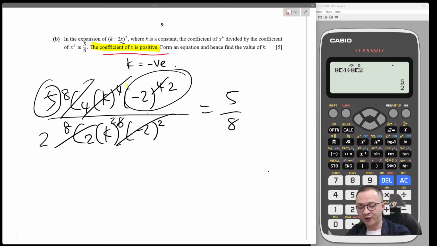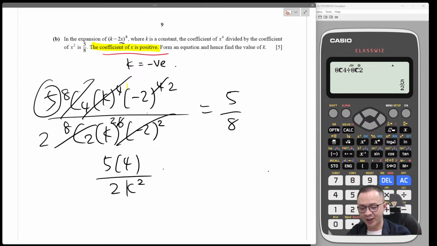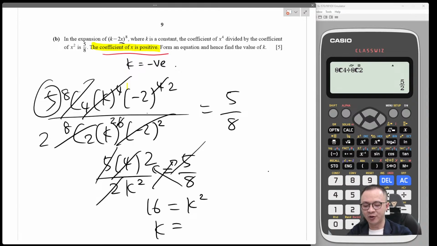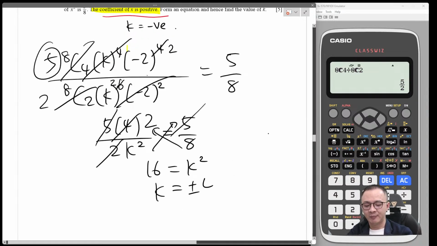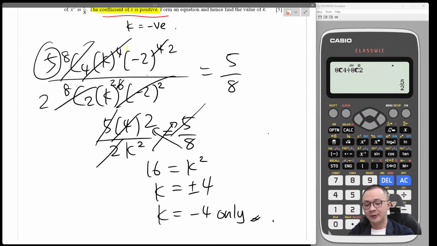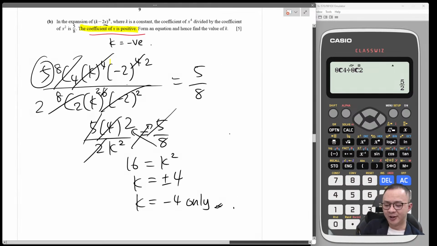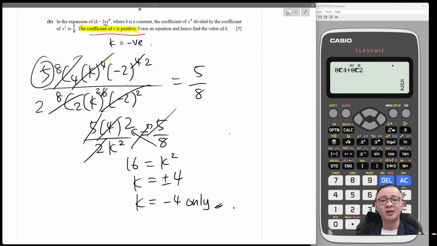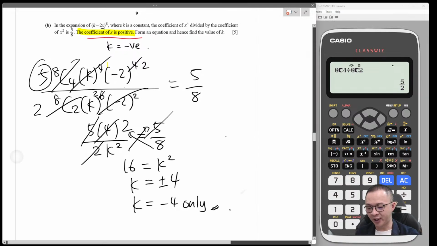Okay, so 5 multiply 4 is, okay, never mind. So here is 5 multiply 4, bottom is 2 multiply k square equals to 5 over 8. 5 and 5 cancel, this one and this one cancel. So crossover multiply, k square equals to 16. K will equals to plus minus 4, right? But because my k must be negative, so k is negative 4 only. Okay, done, 5 marks. It's not really hard unless you do not know how to take out the coefficient from the binomial expansion, or else I think should be okay.